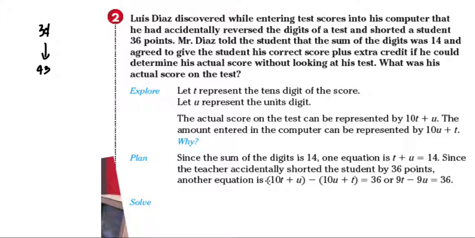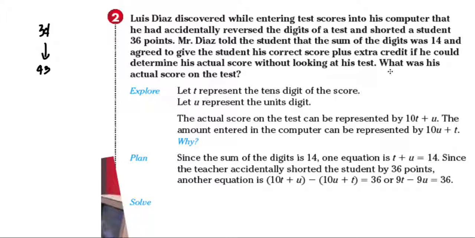Okay, since the teacher accidentally shorted the student by 36 points, you would get this equation: 10t plus u, which is the original number, minus the reverse number of 10u plus t equals 36, because he shorted the students by 36 points. And if you simplify that whole expression, you'll end up with 9t minus 9u equals 36.